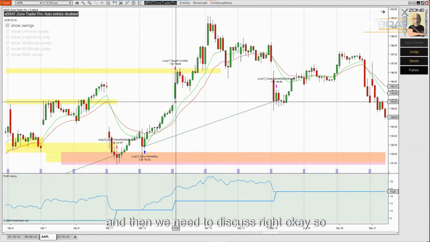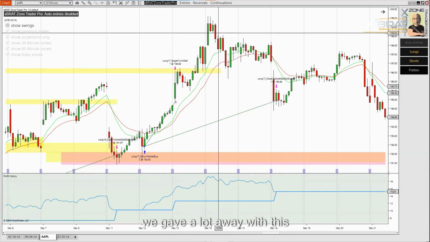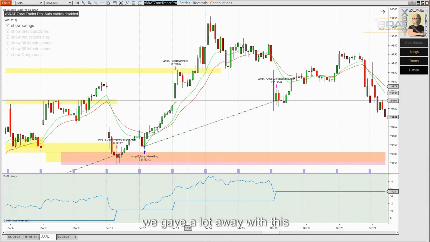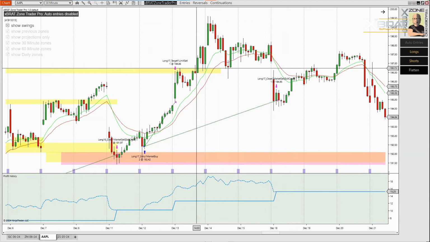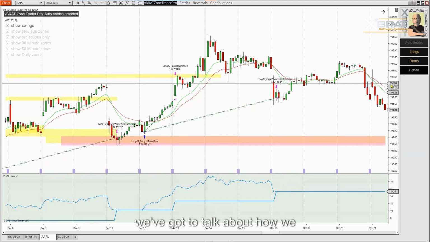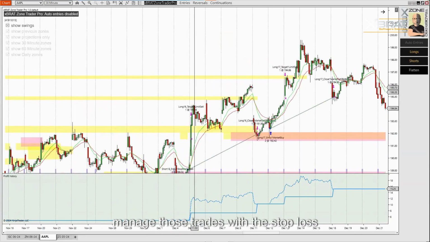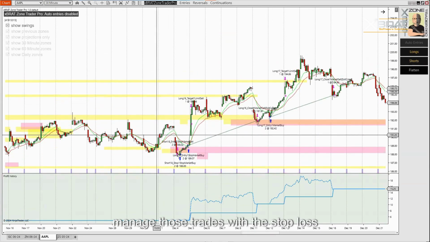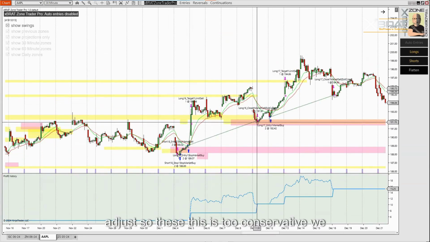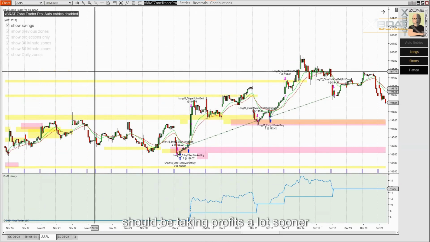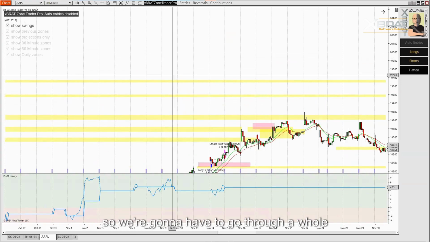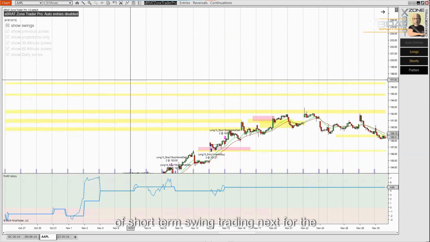And then we need to discuss, okay, we gave a lot away with this take profit limit order. We've got to talk about how we manage those trades with the stop loss adjust. So this is too conservative. We should be taking profits a lot sooner. So we're going to have to go through a whole program of short-term swing trading next.